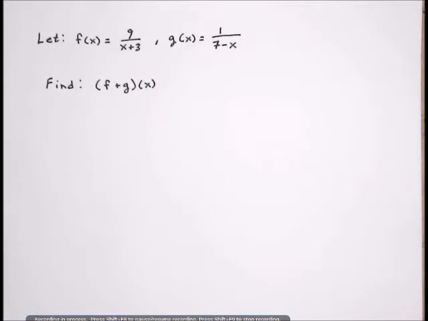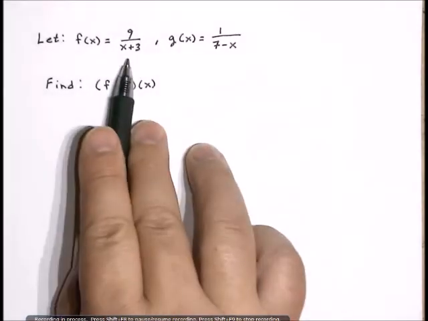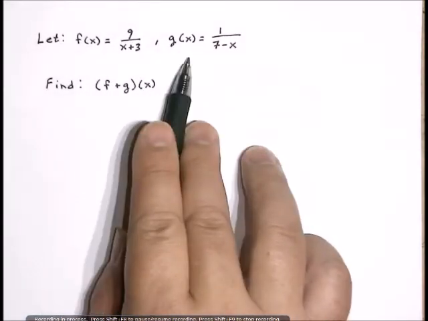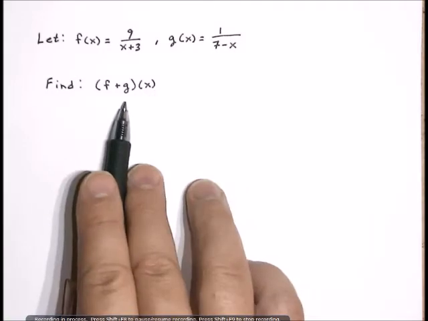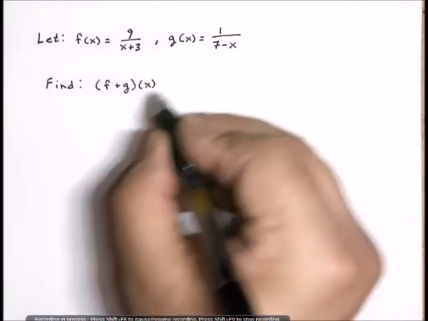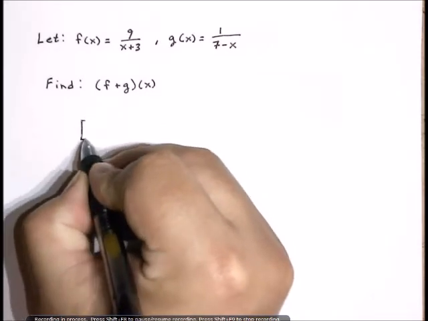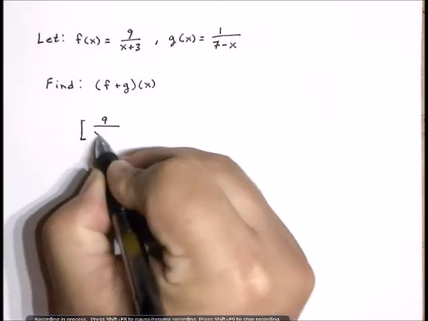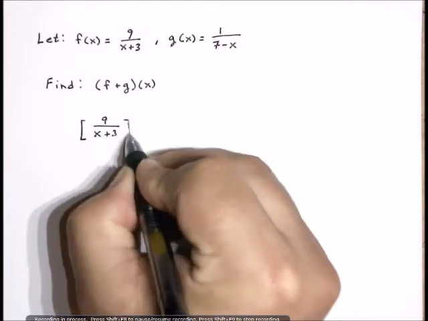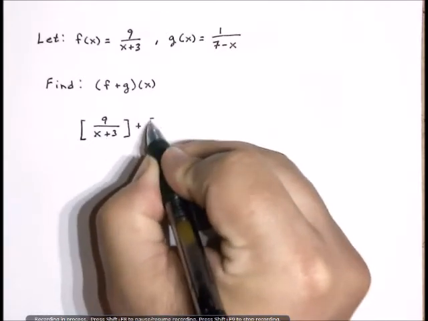And here's the final problem we're going to do. F of x equals 9 over x plus 3. G of x equals 1 over 7 minus x, and I want to find f plus g of x. So I'm just going to take f of x and add it to g of x.